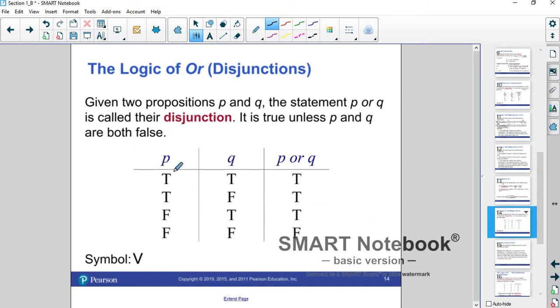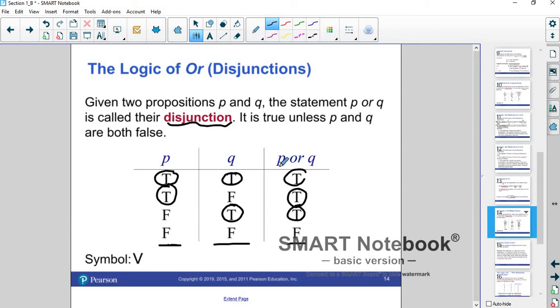So in other words, if both P and Q are true, then or is true. If one of them is true, then or is true. The only time or is false is when everybody's false. So the only time and is true is when everybody's true. The only time that or is false is when everybody's false. Or is known as a disjunction because it's looking at one or the other.